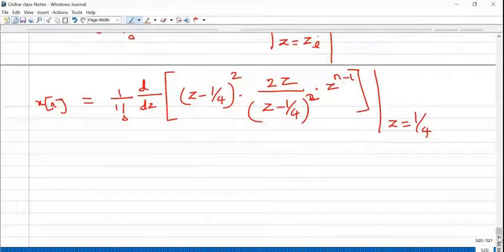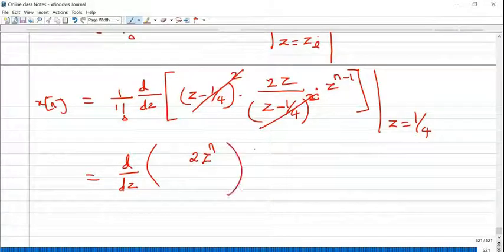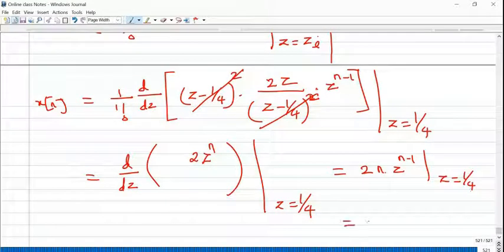First multiply with this term, which will be cancelled. Multiply x of z with z power n minus 1, so z will be cancelled, right? You will get 2z power n, that's it, at z equal to 1 by 4. Differentiate: 2n into z power n minus 1. Z replaced by 1 by 4, so 2n into (1 by 4) power n minus 1. This is your result.